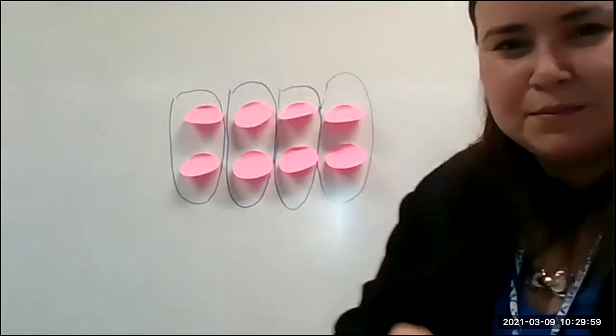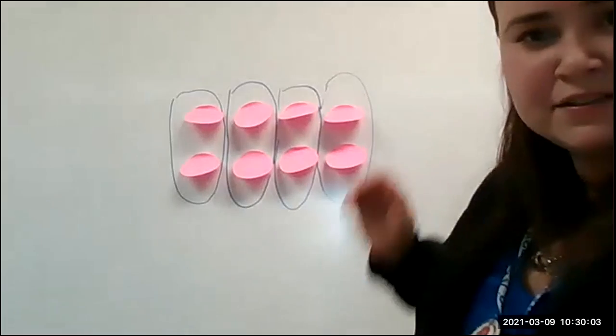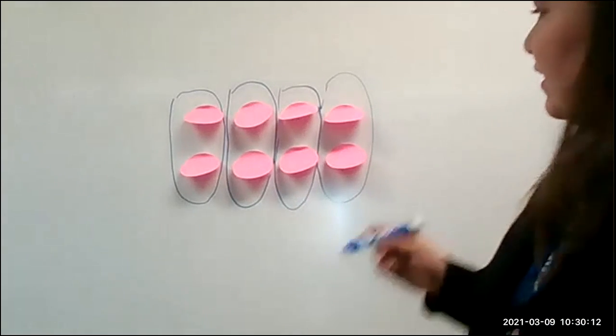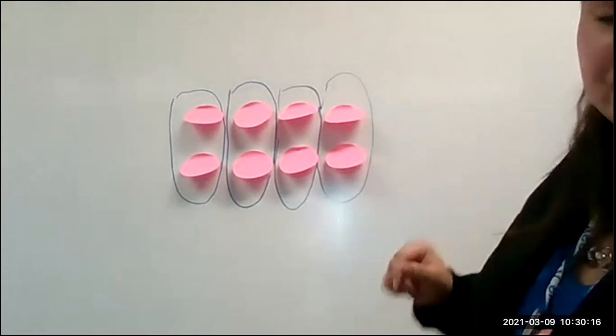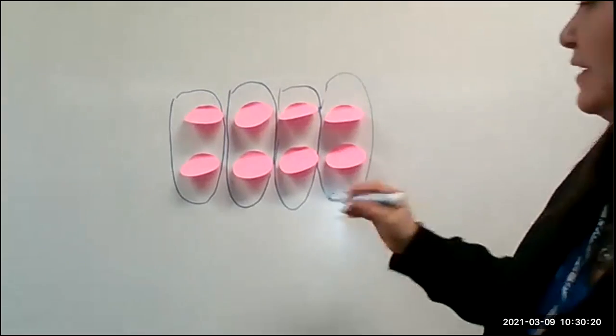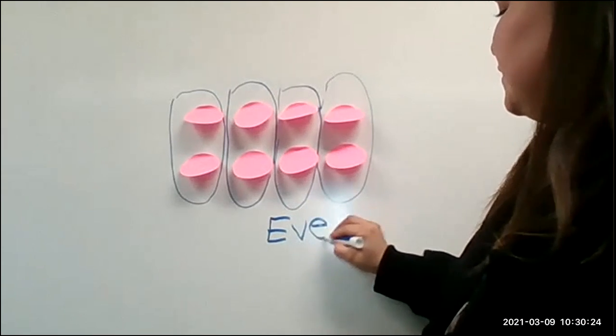Give me a thumbs up or a thumbs down if we have any left over. Thumbs up if we have some left over, thumbs down if we don't have any left over. Thumbs down. Great job. All right, friends. So that is how we're going to know that our 8 is an even number because they all have partners.